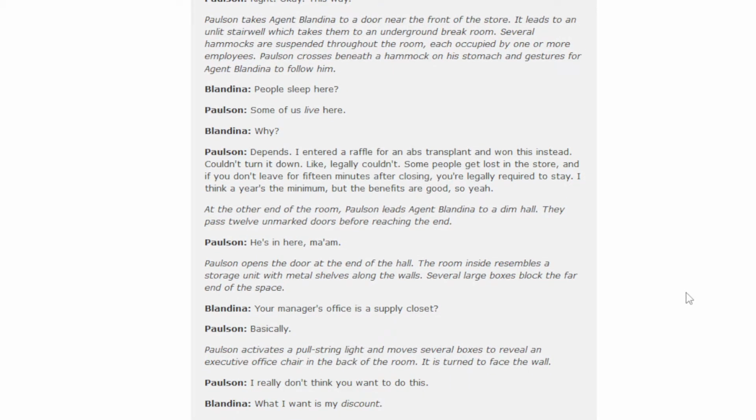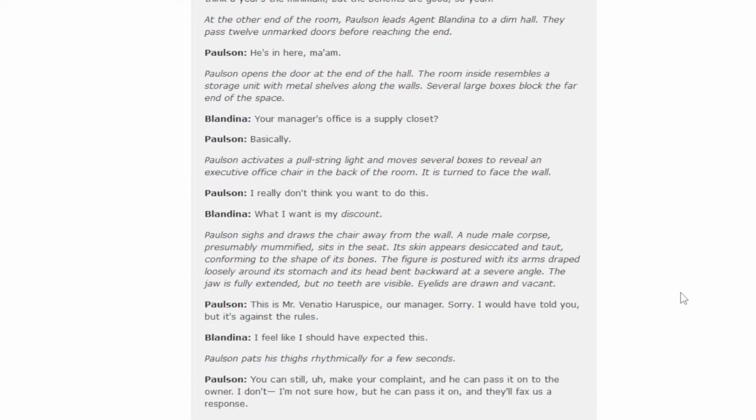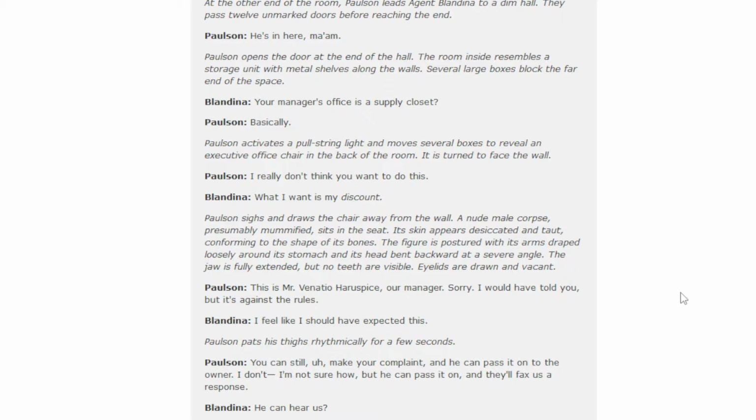At the other end of the room, Paulson leads Agent Blondia to a dim hall. They pass 12 unmarked doors before reaching the end. He's in here, ma'am. Paulson opens the door at the end of the hall, and the room inside resembles a storage unit with metal shelves along the walls. Several large boxes block the far end of the space. Your manager's office is a supply closet? Basically. Paulson activates a pull string light to move several boxes to reveal an executive chair at the back of the room. It's turned to face the wall.